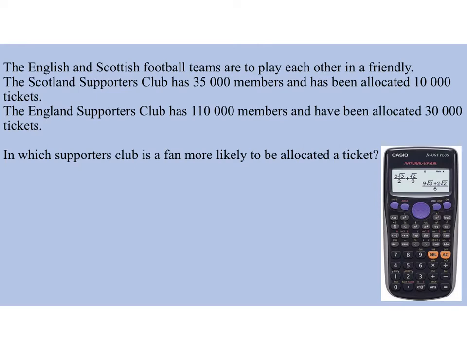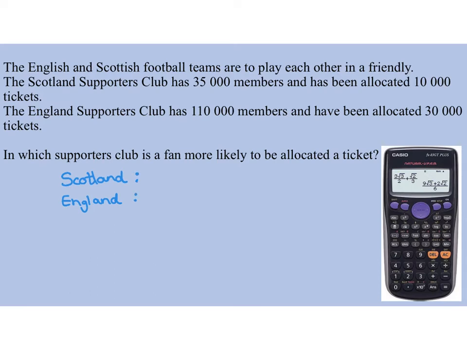Here's another example. This one's about football teams. English and Scottish football teams are to play each other in a friendly. The Scotland Supporters Club, I'm just starting to think about what this question's about, has 35,000 members and has been allocated 10,000 tickets. And the England Supporters Club has 110,000 members and they've been allocated 30,000 tickets. Okay, right.